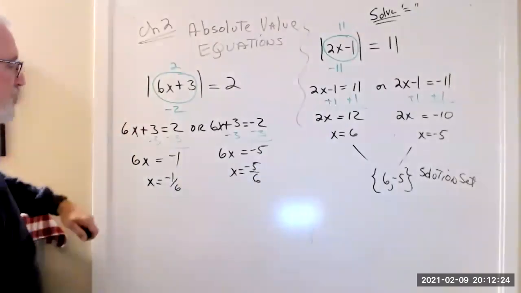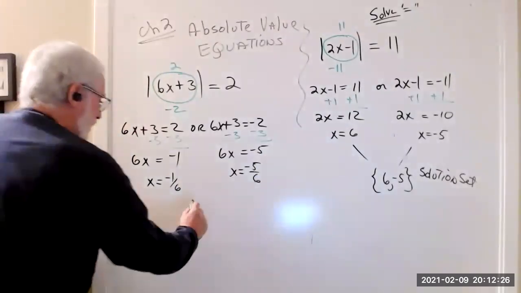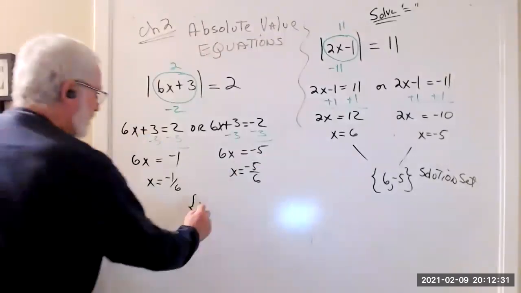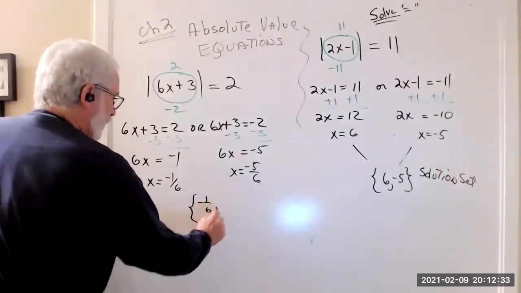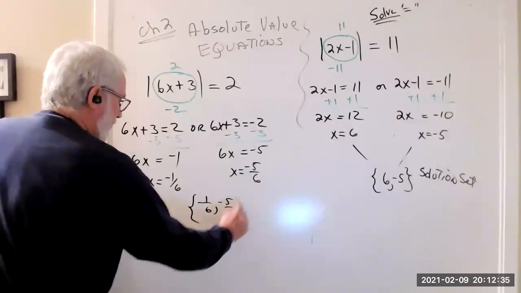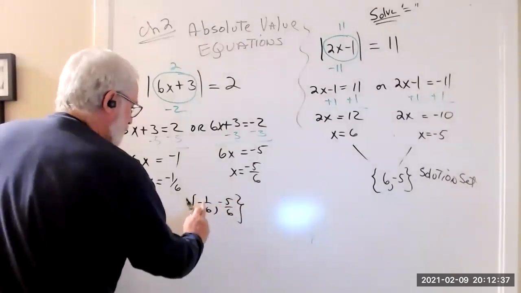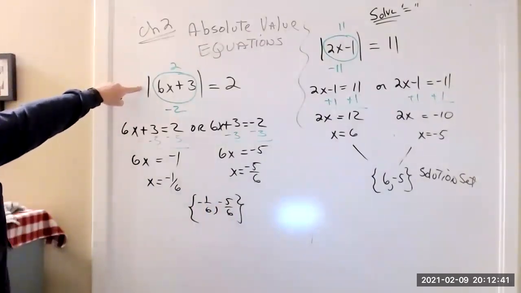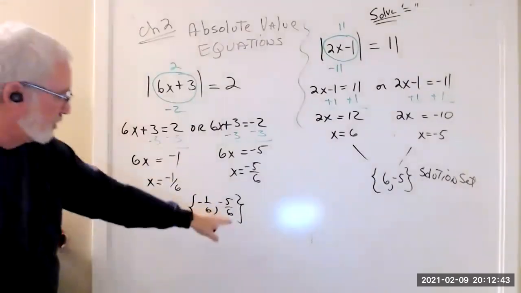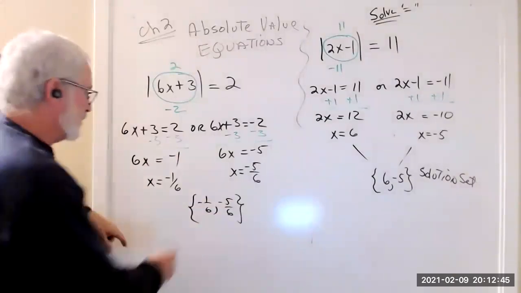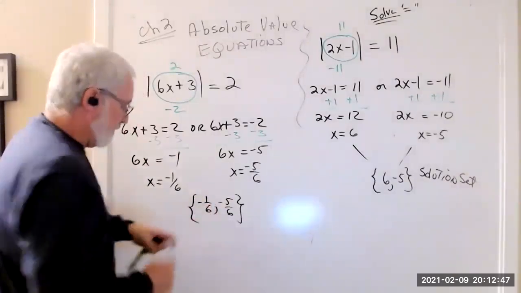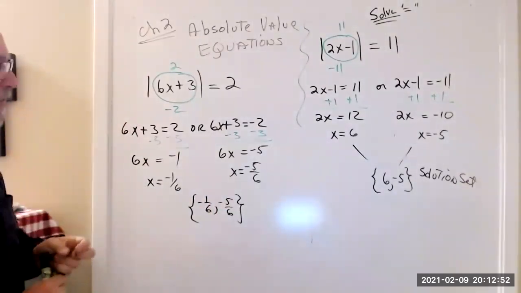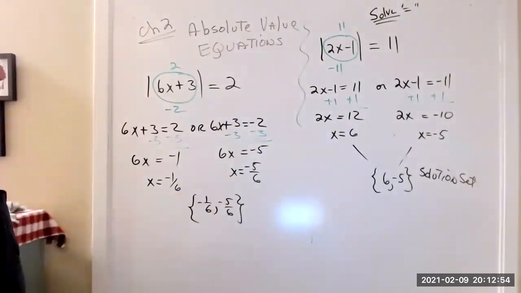So we get 2 answers. Remember the new idea is the solution set. These 2 numbers go in here. Those are the 2 solutions that we have. This problem has 2 solutions. And we put both of those solutions in those braces. And it doesn't matter who comes first and who comes second. The order doesn't matter as long as the 2 numbers are there.